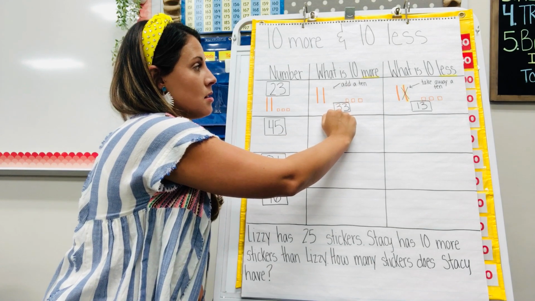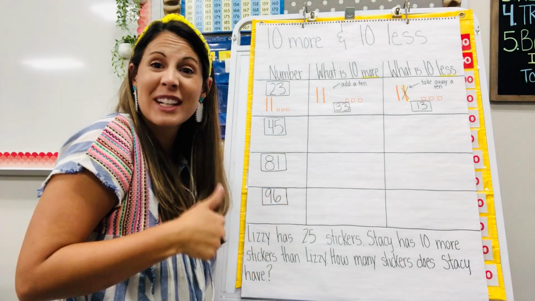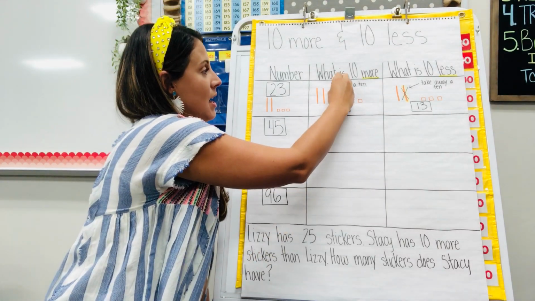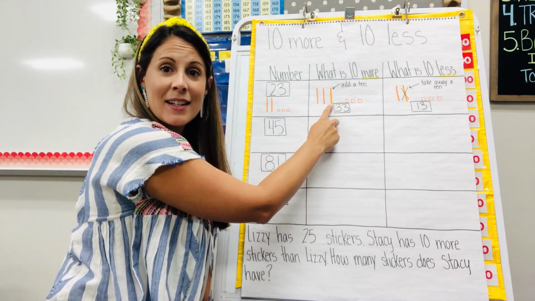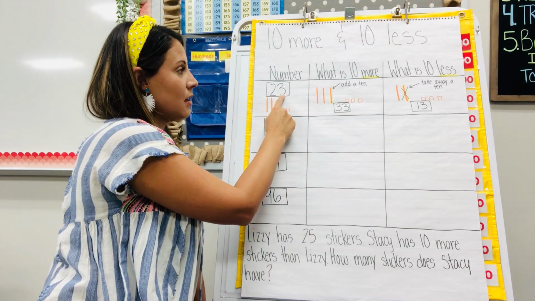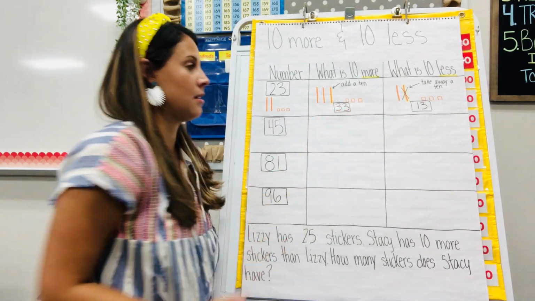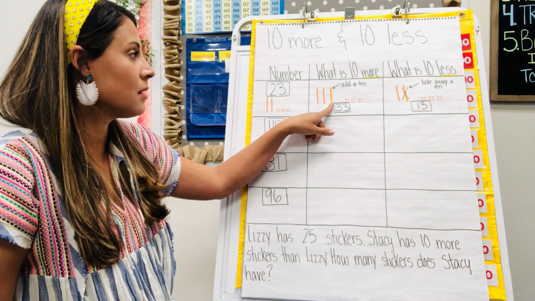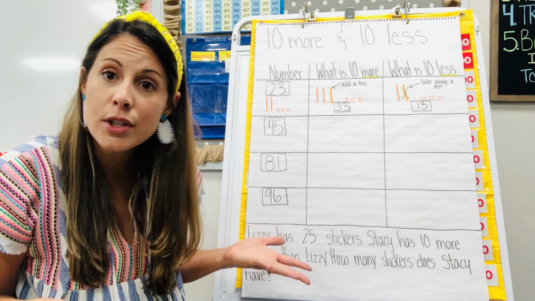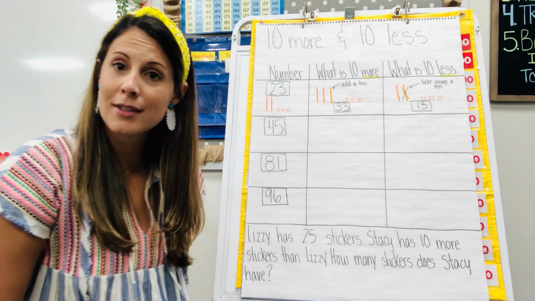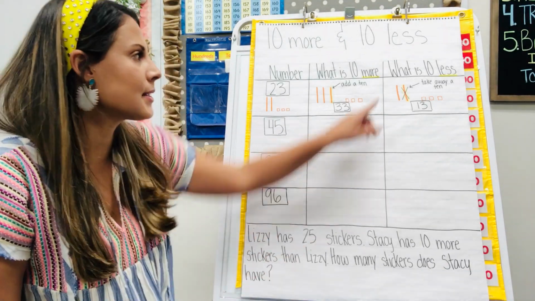10 more. I'm gonna add a 10 because more means we're getting greater. So I drew another 10. So 10 more than 23 is 10, 20, 30, 31, 32, 33. Because a rod equals 10. So if I have to add 10 more, all I have to do is draw another 10 and count it. It's so simple. Now let's think about what this column says.